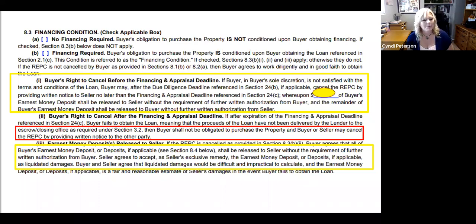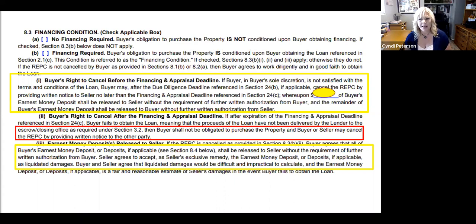So buyer's earnest money, you can see you've got I and I. In that bottom portion where it says earnest money deposit to be released to the seller, buyer agrees that all the buyer's earnest money deposit or deposits, if applicable, shall be released to the seller without the requirement of further written authorization from the buyer. And when the seller agrees to take the earnest money and keep that, they're saying that that is their acceptance of any remedy or liquidated damages. So they can't take their earnest money and then sue them. They either don't take the money and then sue them, or if they accept it, then obviously they're accepting that as their liquidated damages.